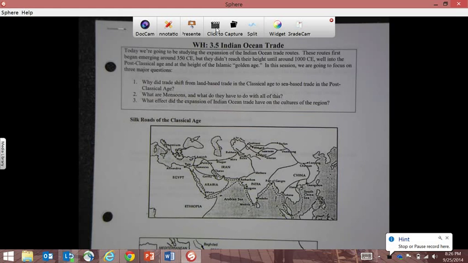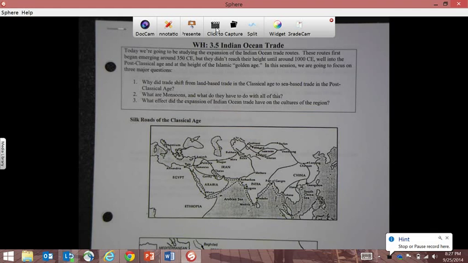Now, these routes are named the Indian Ocean trade routes because historians are really original with the way they name things. I've told you guys this before. Indian Ocean trade routes. Why? Because they arose in the Indian Ocean. I really think we should win awards for this kind of stuff.